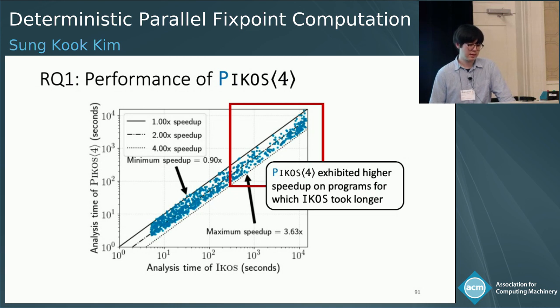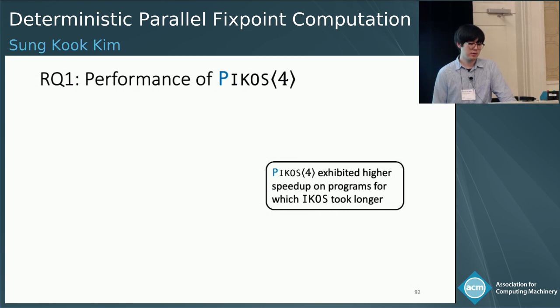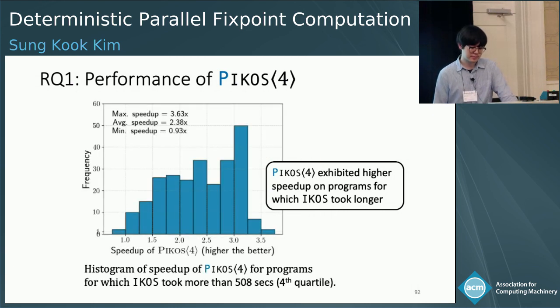PyCos 4 exhibited higher speedup on programs for which IKOS took longer. If you plot the histogram of the speedup of PyCos 4 for programs for which IKOS took more than 500 seconds, you could see that the average went up.